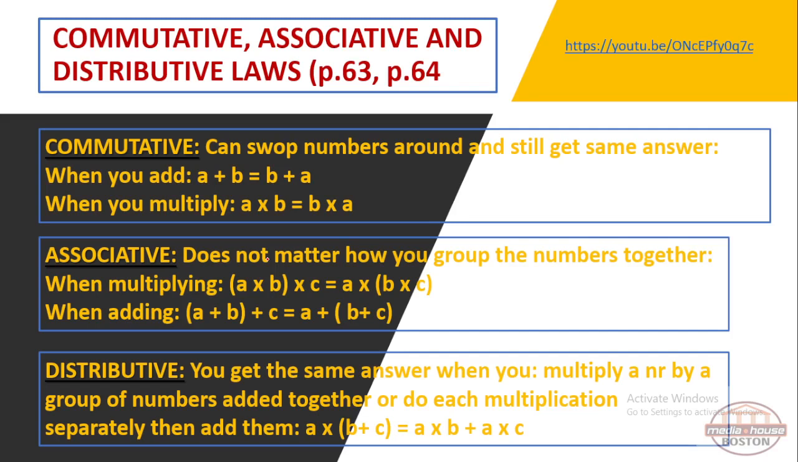And then we've got the distributive law. The distributive law is a bit different. It says that you get the same answer when you multiply a number by a group of numbers added together, or multiply it by each of them separately. So if you are multiplying a number with things inside the brackets, and the numbers inside the brackets are b plus c, you can just say a multiplied by b, plus a multiplied by c.